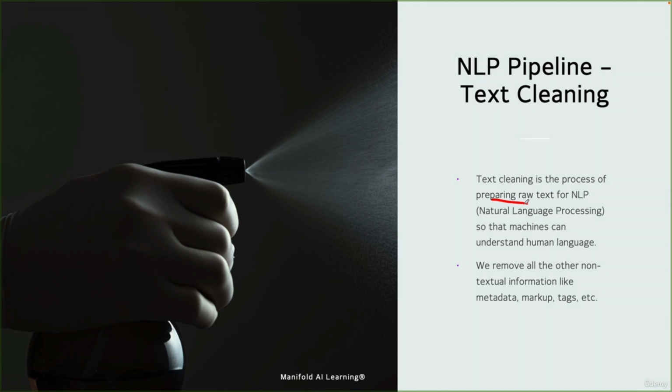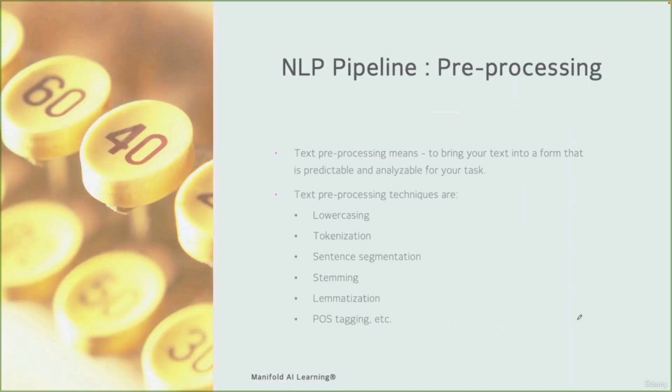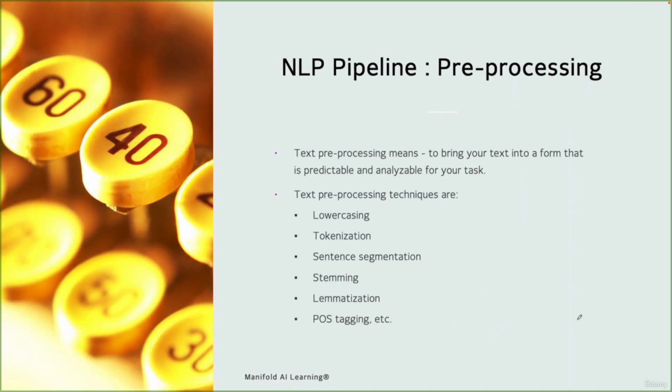So in that scenario, we are going to remove those additional characters, unnecessary characters, which might be due to the formatting. And then we are going to use that data for further processing. Now, in the step of text cleaning, we'll be removing the non-textual information like metadata, markup, tags, and so on. So this comes under the text cleaning technique. Moving on. The next step that we follow is the pre-processing step.